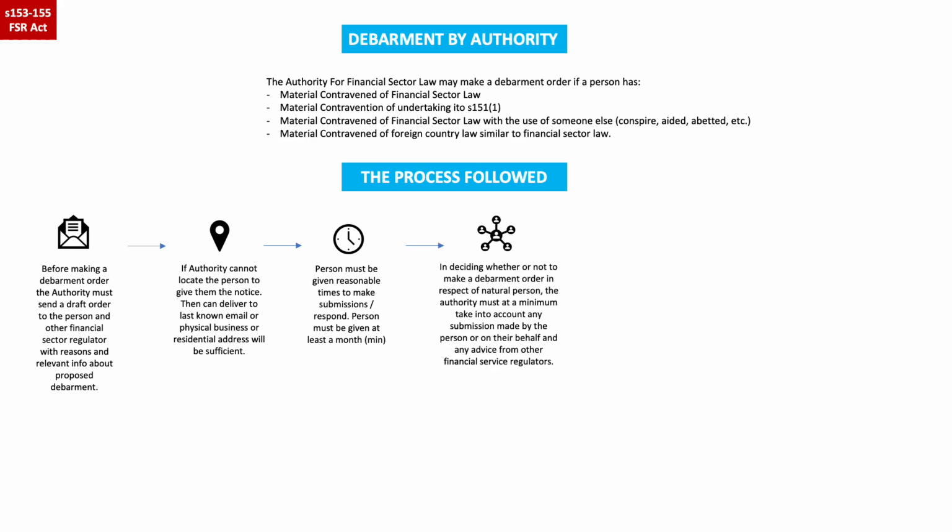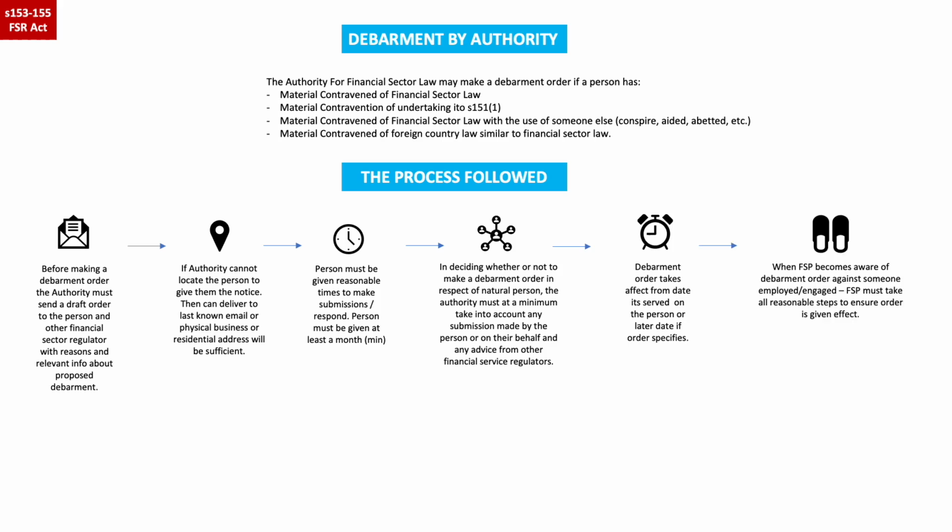In deciding whether or not to make a debarment order in respect of a natural person, the authority must at a minimum take into account any submission made by the person or on their behalf and any advice from other financial service regulators. Debarment orders take effect from the date they are served on the person, or a later date if or as the order specifies.